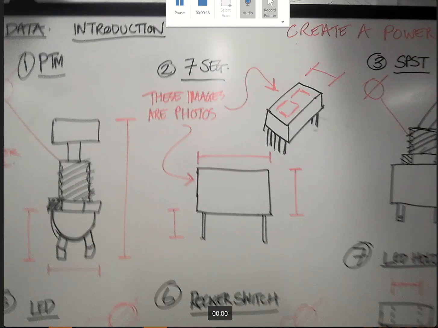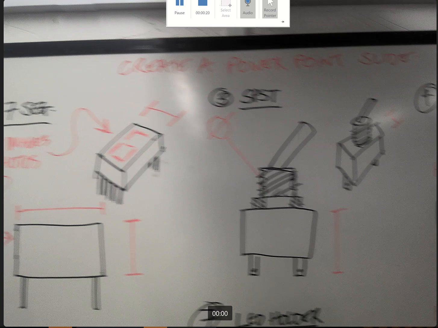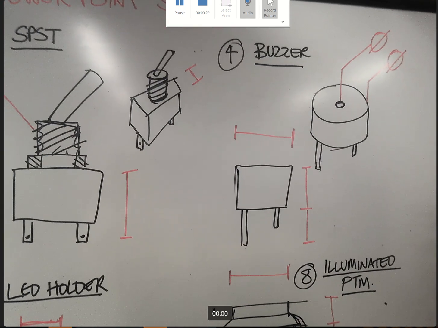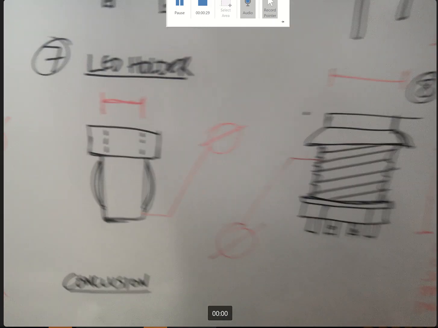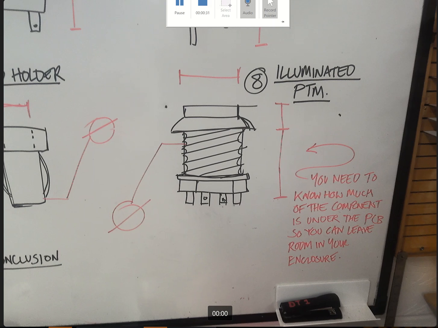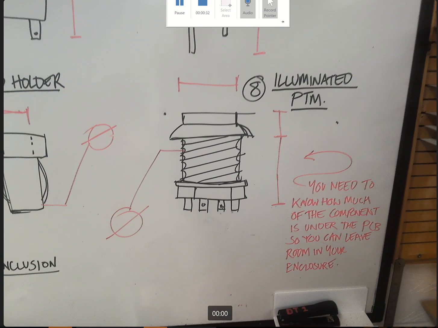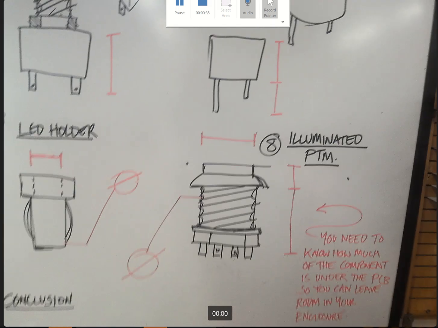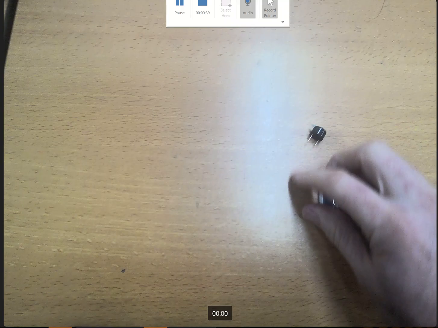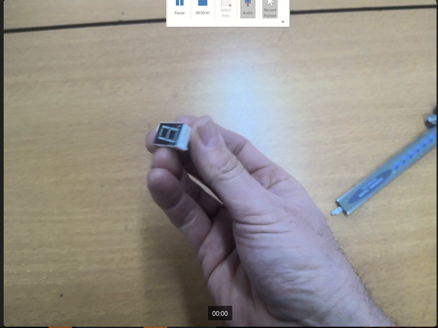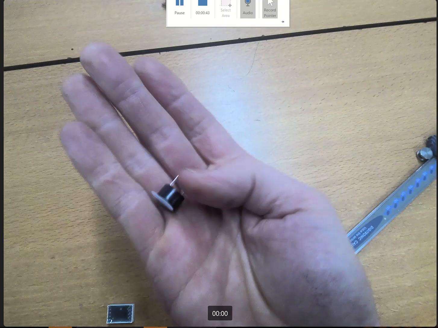I want you to look at a 7-segment display, a single pole, single throw, a buzzer, LED, rocker switch, LED holder, and illuminated PTM. Now I've drawn them on the board. I want you to take photos. What do I want you to take photos of? Well, here they are, gents. Here are the components that your teacher will give you, okay?